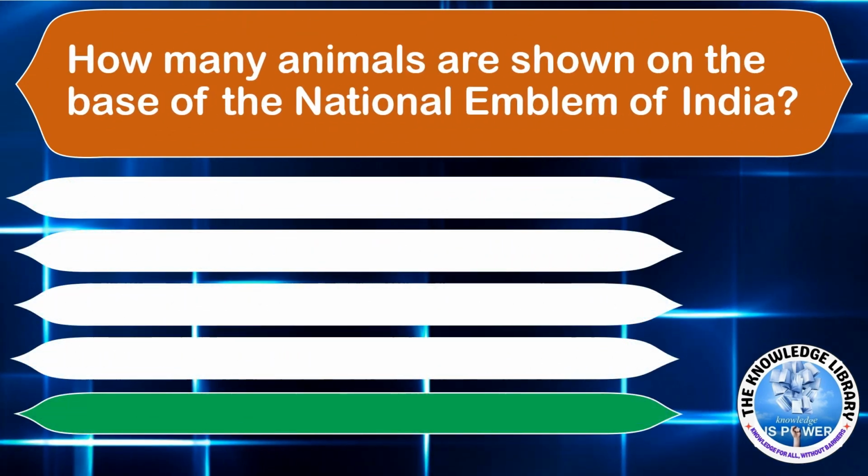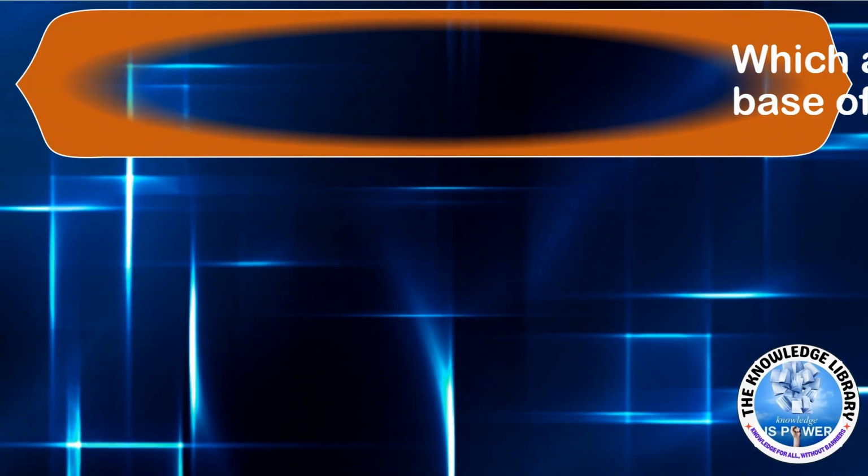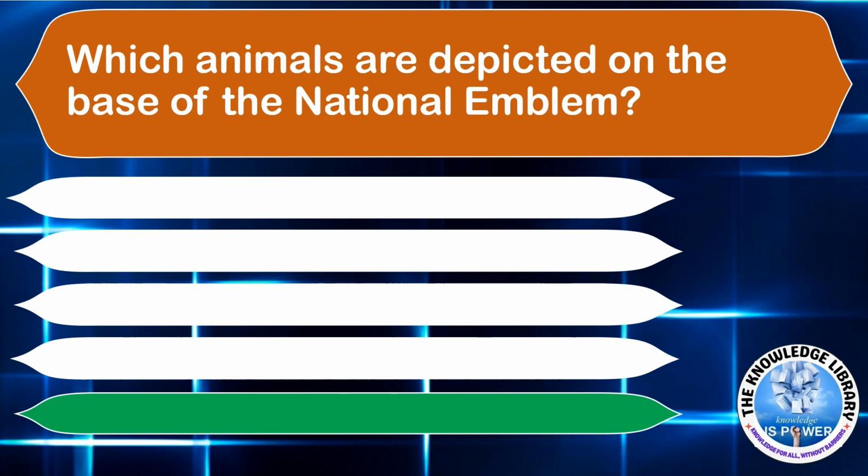How many animals are shown on the base of the national emblem of India? Option A, 3. Option B, 4. Option C, 5. Option D, 6. The correct answer is option B, 4. Move to the next question. Which animals are depicted on the base of the national emblem?